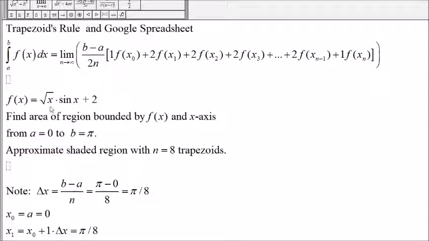Here we have the function of the square root of x times sine of x plus 2, and we want to find the area of the region bounded by f of x, the x-axis, from 0 to pi. And we want to use the trapezoid rule with 8 trapezoids.